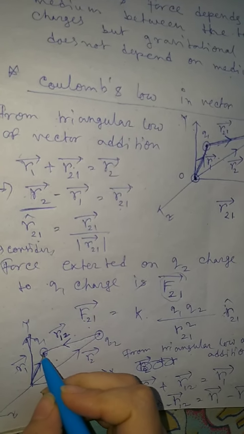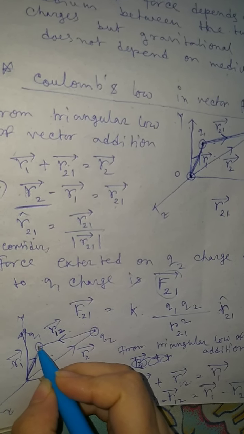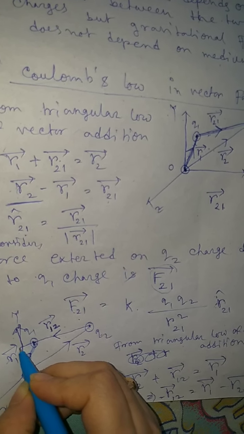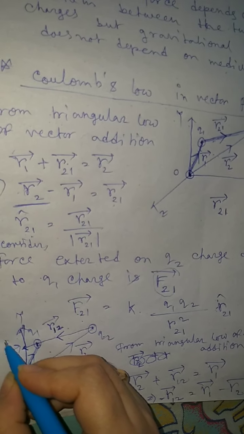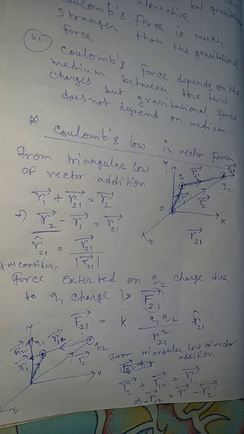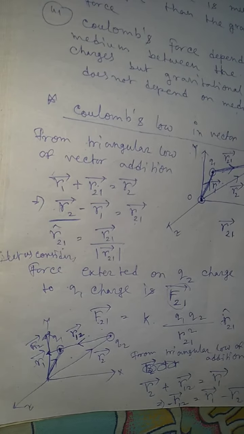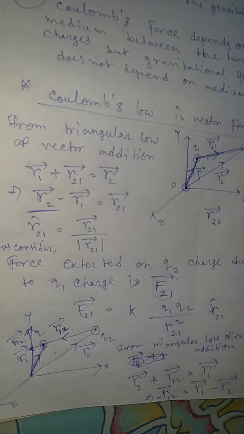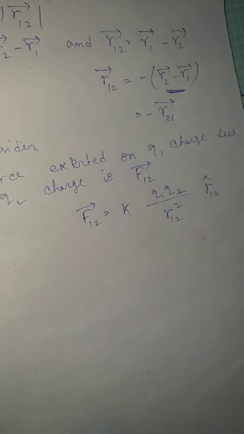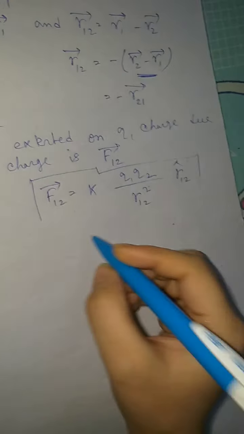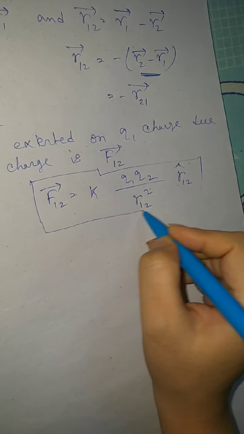So what is the direction of F12 vector? F12 is also attractive in nature. So this is the direction of F12 vector. You can see the position vector R12 and also the force on Q1 charge, both are in the same direction. So no negative sign arises here. So this is the form of force which is exerted on Q1 charge due to Q2 charge.